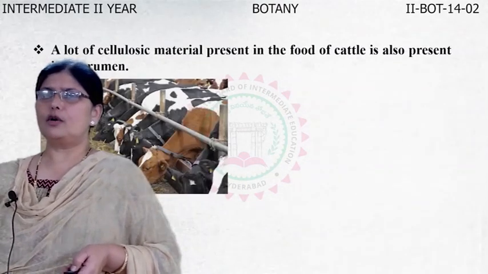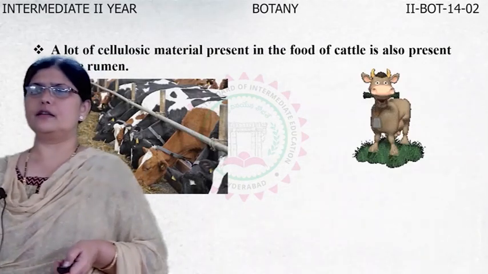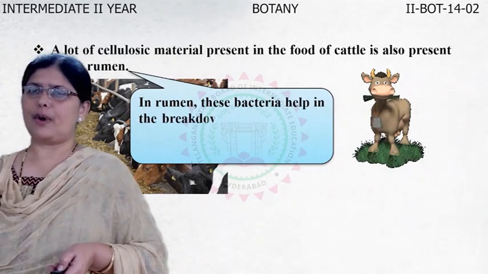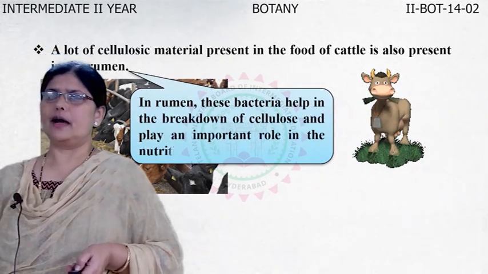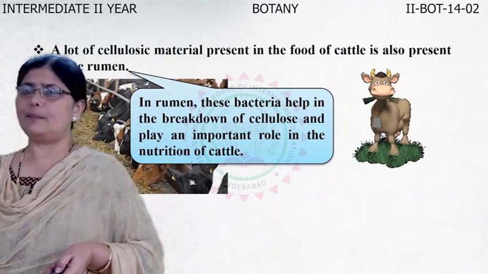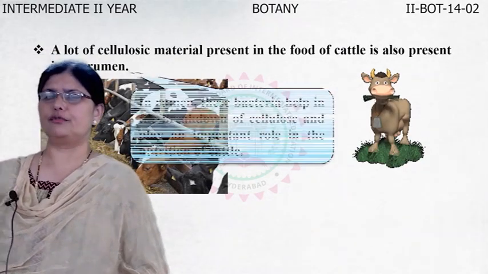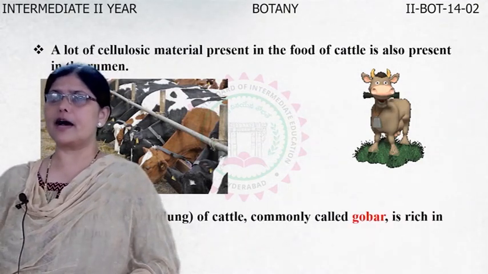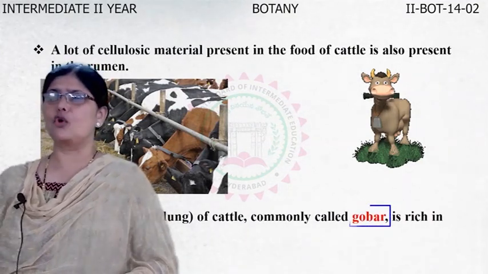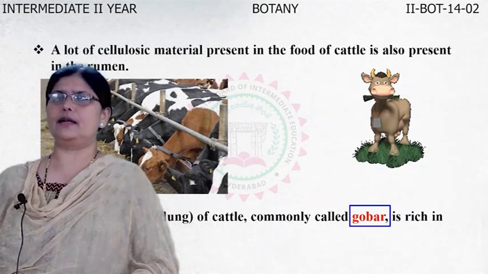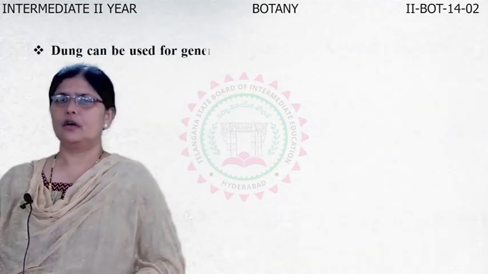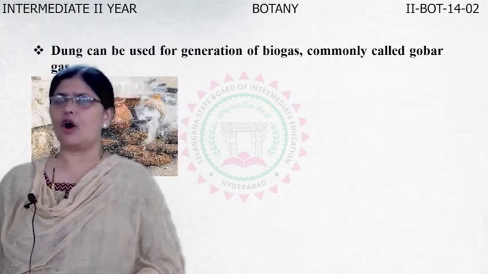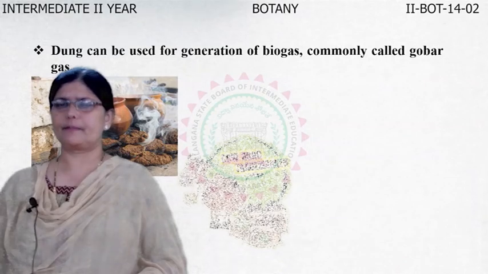A lot of cellulosic material present in the food of cattle is also present in the rumen. That is the digestive part. In the rumen, these bacteria help in the breakdown of the cellulose and play an important role in the nutrition of the cattle. Thus, the excreta, that is the dung of cattle, commonly called gobar, is rich in these bacteria. Dung or gobar can be used for generation of biogas, commonly called gobar gas.